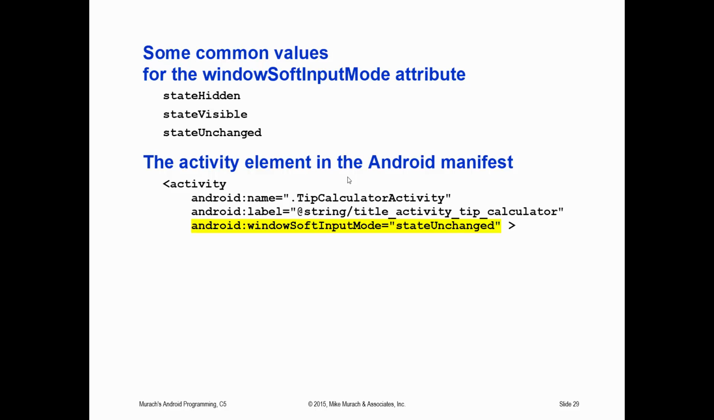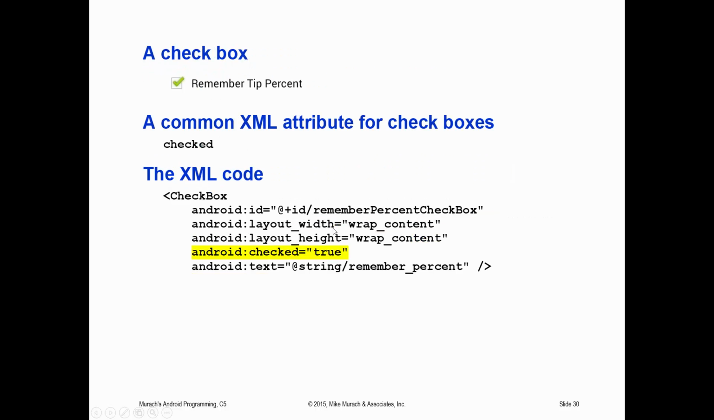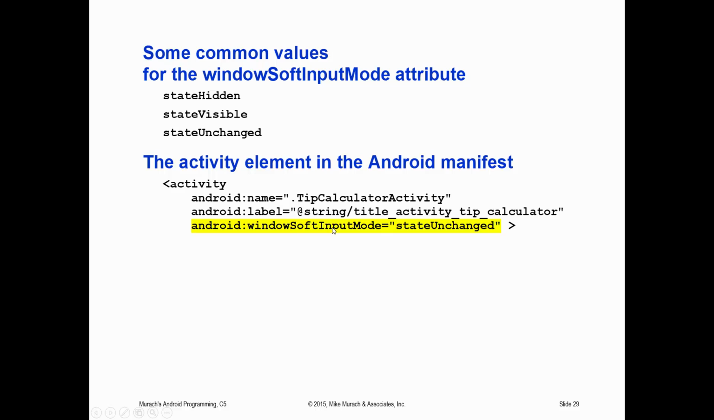So we just looked at the 2 commonly used attributes, the input type and the lines. We looked at some of the common values for the input type. We looked a little bit at the keyboard stuff. The soft keyboard, I guess they don't show it in here, but they do show some of the common values for this.